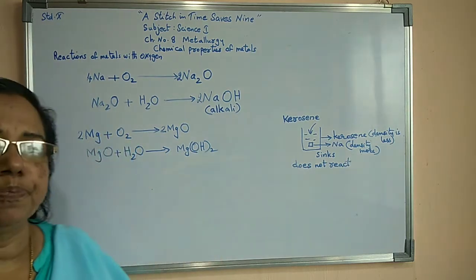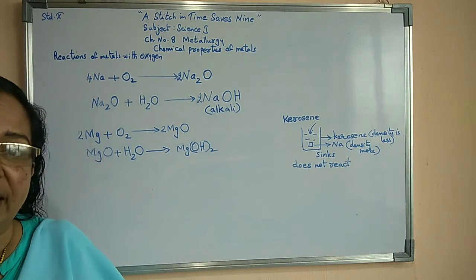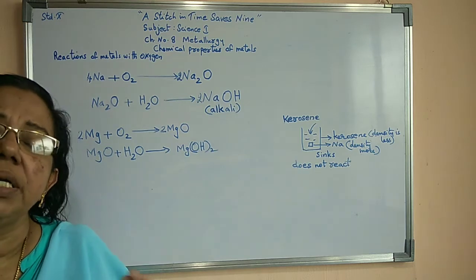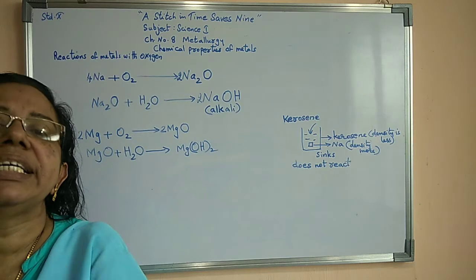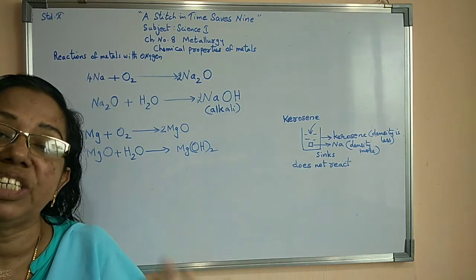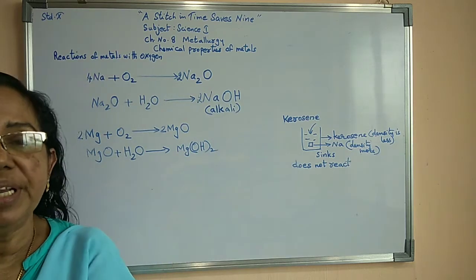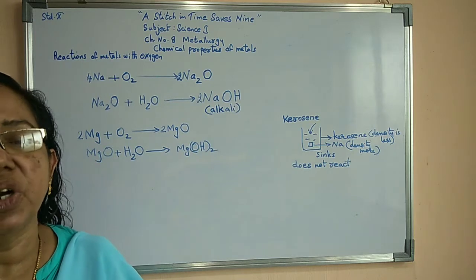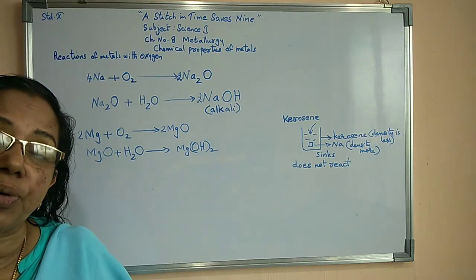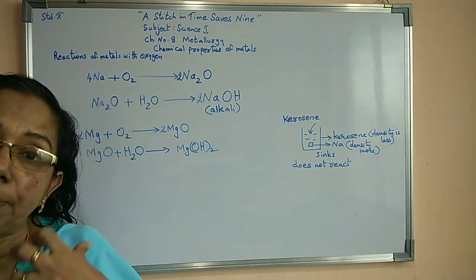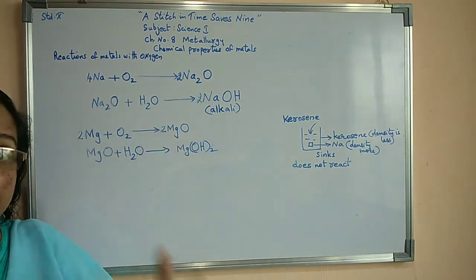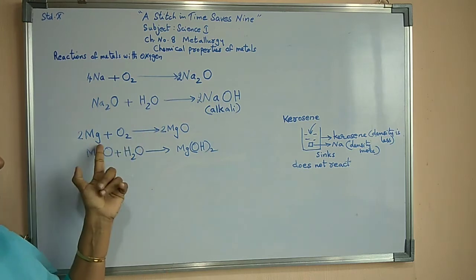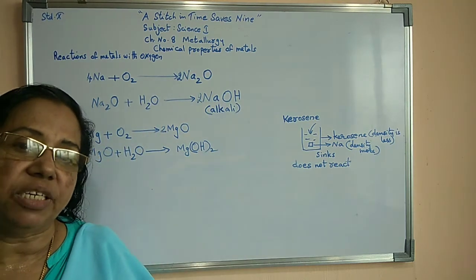Other thing, magnesium, that we have to burn. If we keep it open, it won't catch fire. In the case of sodium, we just keep it outside and it catches fire. But in the case of magnesium, if we keep it at room temperature, it does not catch fire. Then what do we have to do? We have to burn it. Once we burn it, at that time it catches fire. Once we burn it, it reacts with the oxygen. Then it produces magnesium oxide.